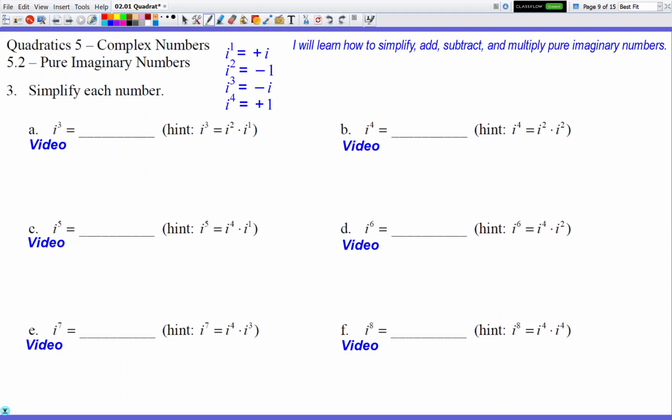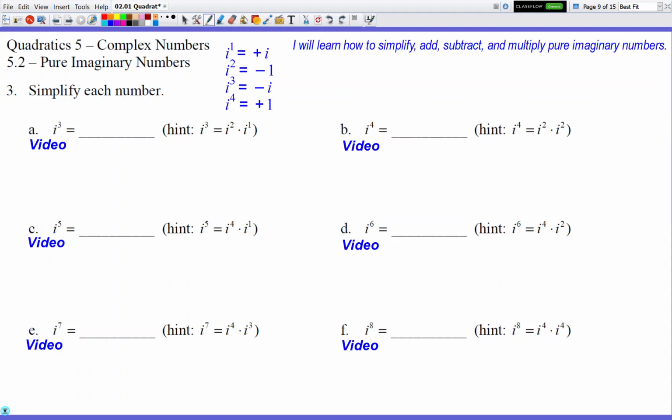i to the first power is known as positive i. i to the second power is known as -1. i to the third power is known as -i, and i to the fourth power is known as +1. Okay, so these are your conversions, right? So when you see these types of i's left in your problem, you can replace them with these conversions instead. If I see an i to the fourth, I can replace it with +1. If I see an i squared, you already know, you can replace it with -1.